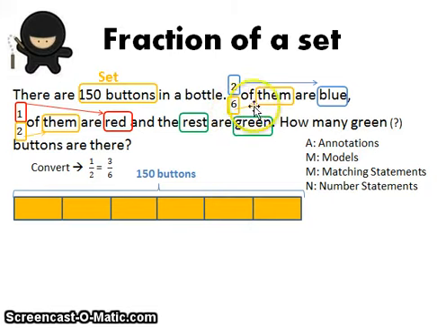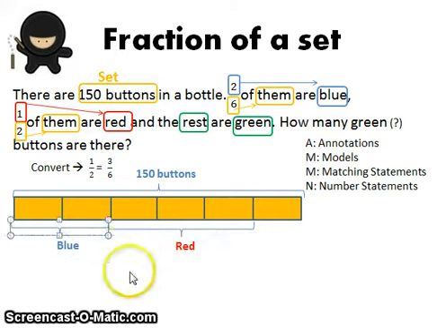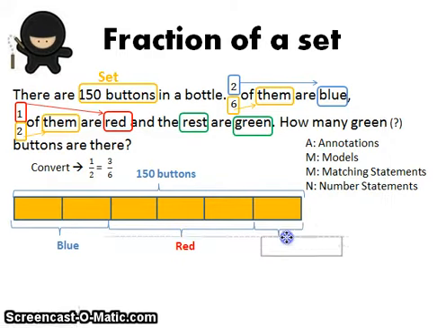2 units out of 6 units of them are blue. So 2 units out of 6 units, these 2 units are blue. Half of them are red. Half of them refers to 3 units. So 3 units are red, right? Okay, and the rest are green. The rest are green, and we know that this is the piece of information that we're trying to find out.